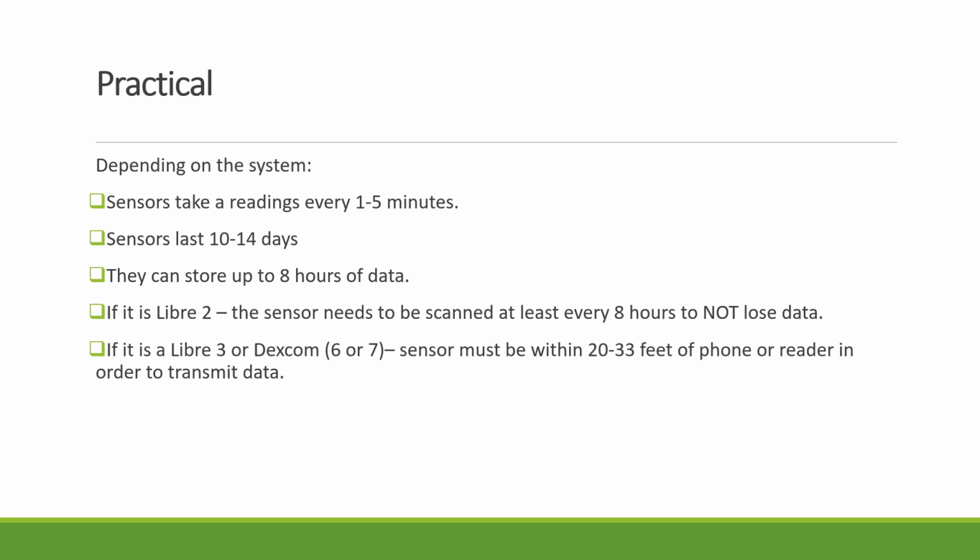So depending on the system that we use, and in this clinic we only use the Libre and the Dexcom technologies, the sensors can take readings every 1 to 5 minutes, depending on which one you're using. The sensors last 10 to 14 days. They can store up to 8 hours of data. That's just for the sensor itself, not for the readers. If it's Libre 2, the sensor needs to be scanned at least every 8 hours so we don't lose data. And if it's a Libre 3 or Dexcom 6 or 7, the sensor needs to be within 20 to 33 feet of the reader or smartphone in order for it to transmit information.